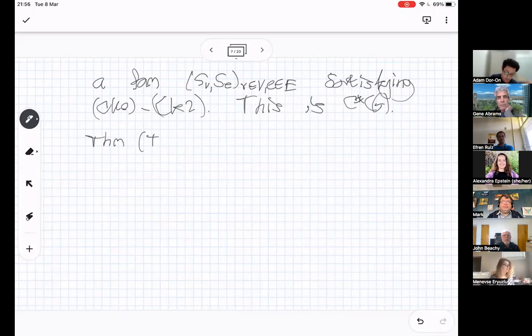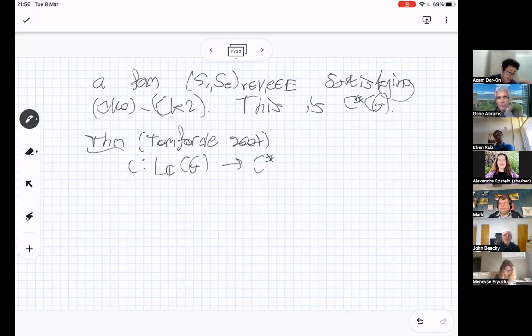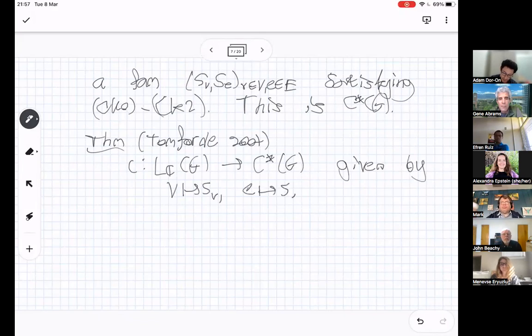And then how do these different universal algebras relate to each other? So this is a result of Mark that says that if you look at the natural map, I want to say it's an embedding at the end of the day, because both of these are universal, there definitely is a natural map going from one to the other, because every C-star algebra is a complex algebra. So this is given by V maps to SV, E maps to SE, and E star maps to SE star.